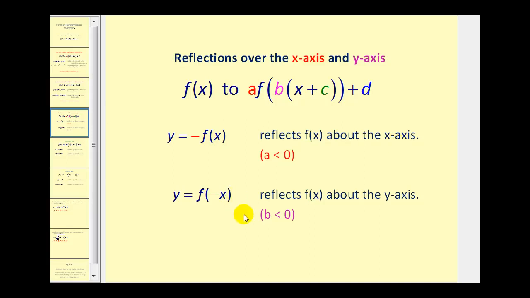If b is less than 1, and specifically equal to negative 1 here, where y equals f of negative x, this reflects the original function f of x about the y-axis because we're changing the sign of the x coordinates, or the inputs. Let's take a look at this as well.